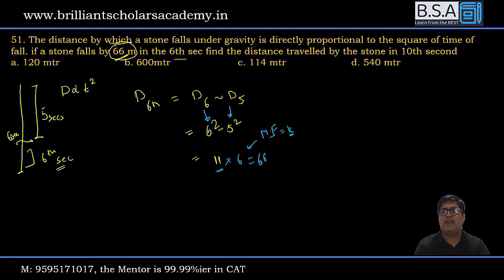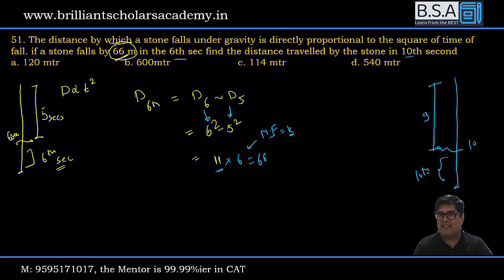Constant of proportionality is 6. So how much distance will it fall in 10 seconds? Can I say similarly, what is 10 seconds? Distance traveled in 9 seconds and distance traveled in complete 10 seconds. When subtracted, you get distance traveled in the 10th second.